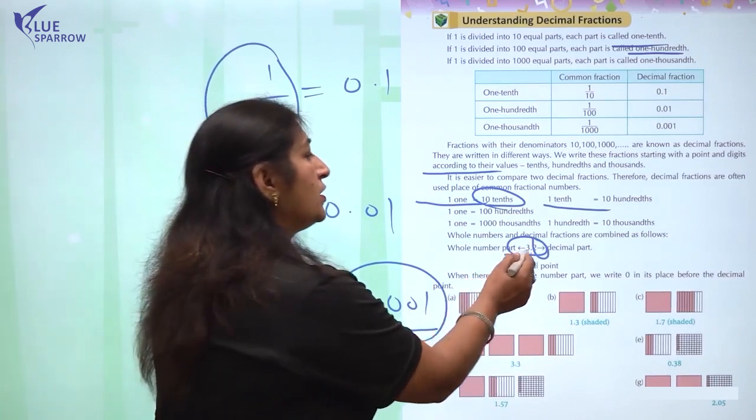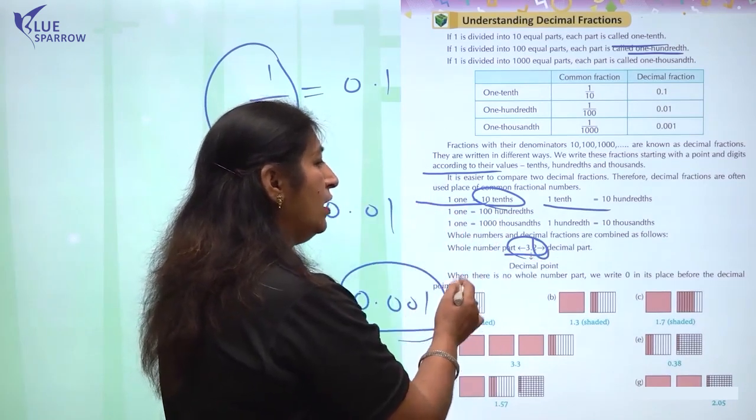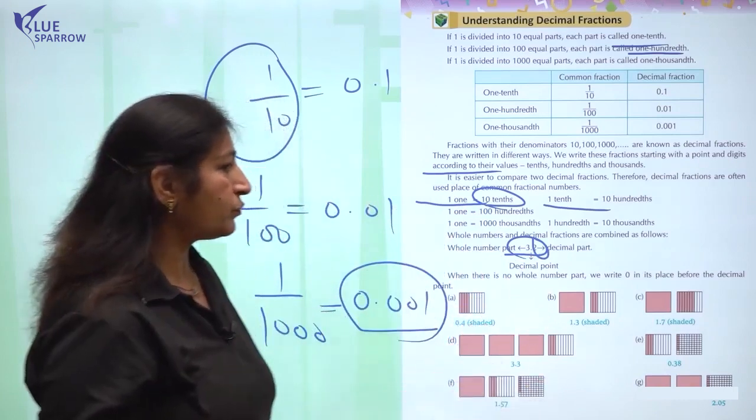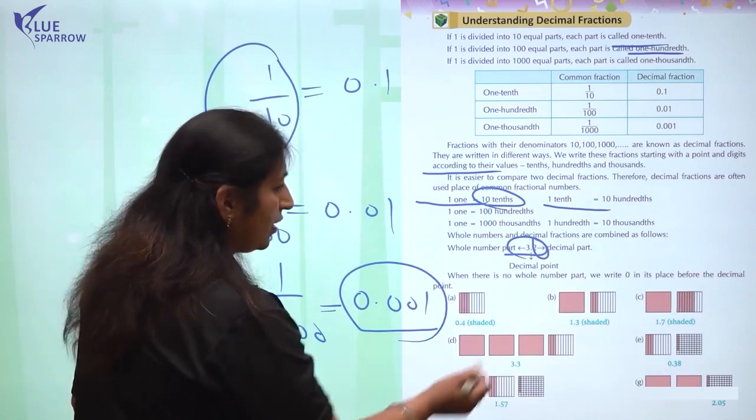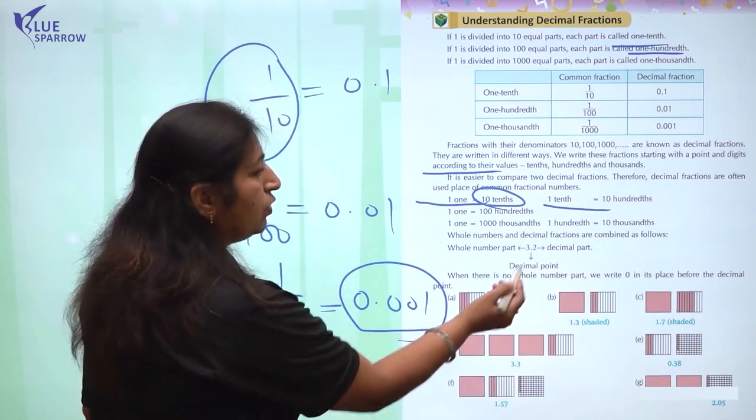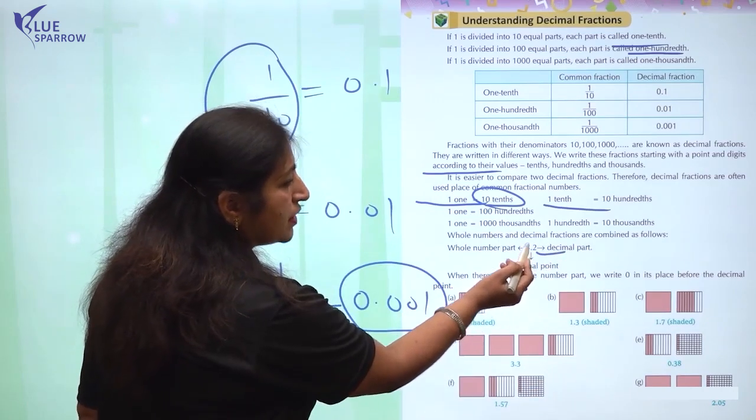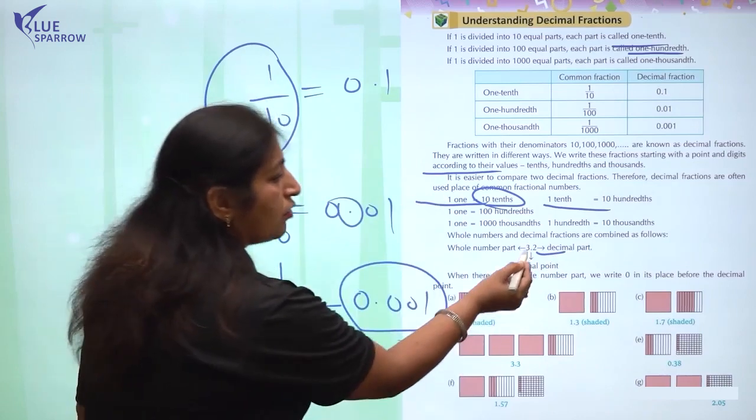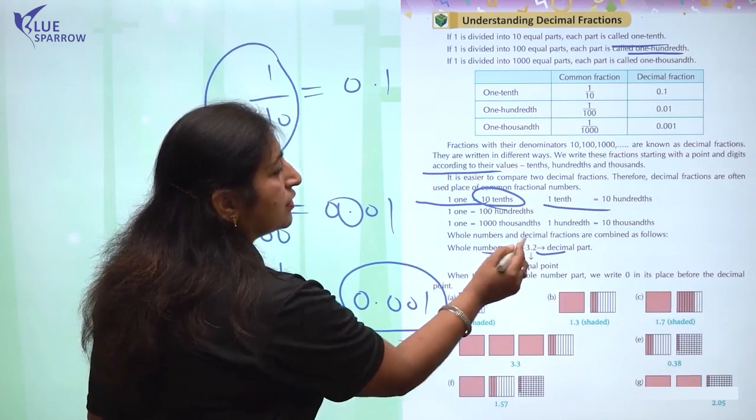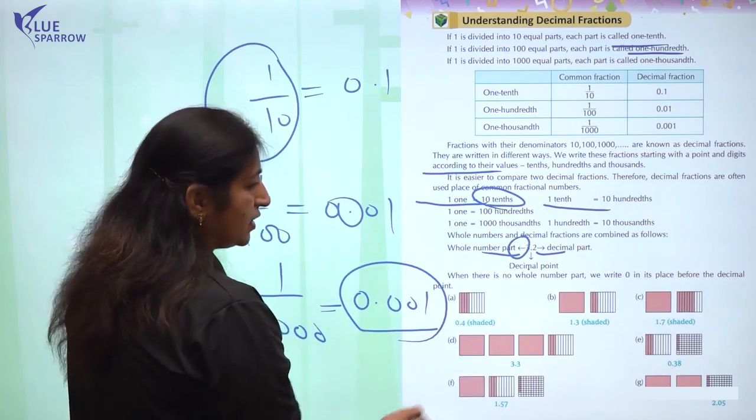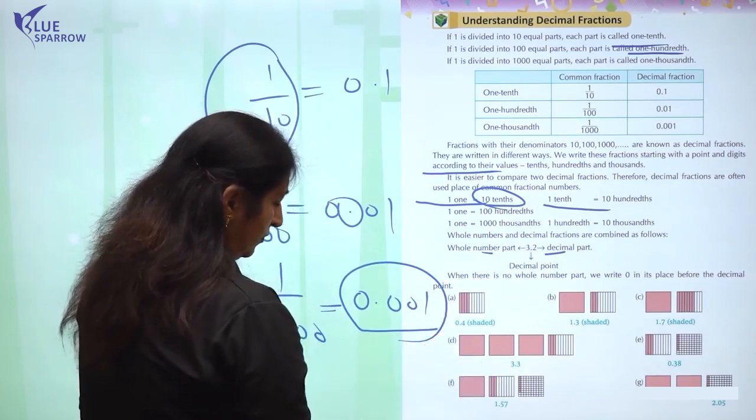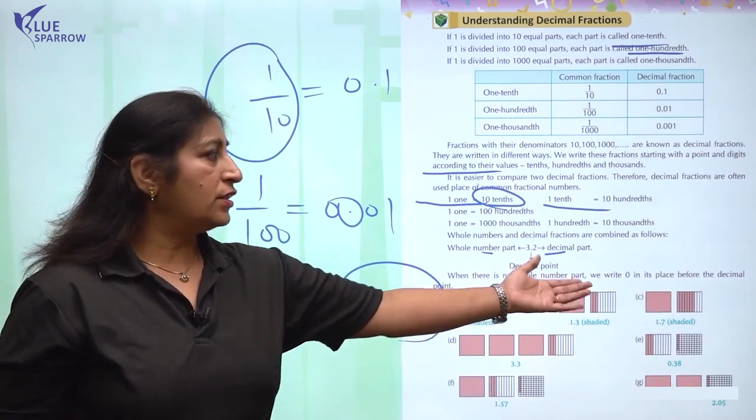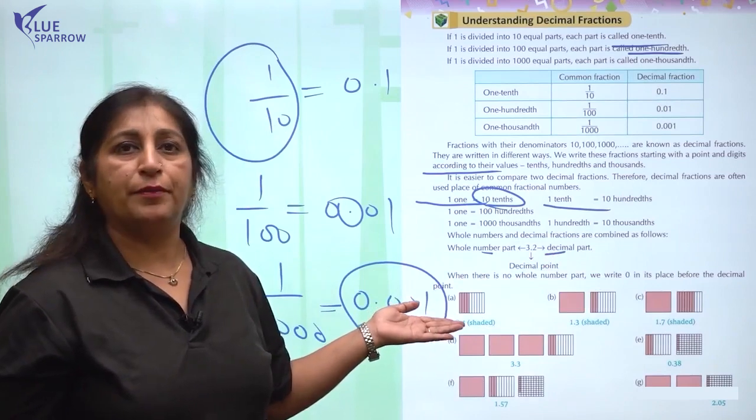Here the number is 3.2, means the whole number part is 3 and the decimal number is 0.2. Again I am telling you, in 3.2, this is the decimal part, and this dot means decimal, dot is the decimal point, and this is the whole number part. 3 in this case is the whole number part. When there is no whole number part, we write 0 in its place before the decimal point.